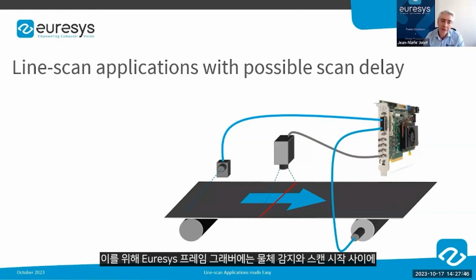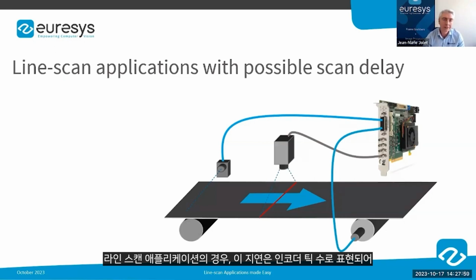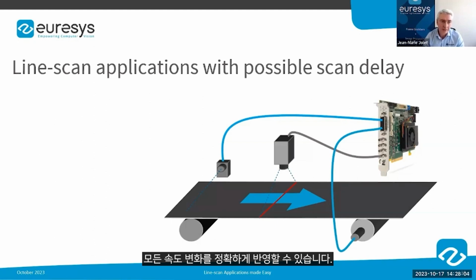To achieve this, Euresys frame grabbers are equipped with delay tools that introduce a delay between the object detection and the start of the scan. In the case of line scan applications, this delay is expressed as a number of encoder ticks, which ensures that any speed variation, of course, is taken into account.